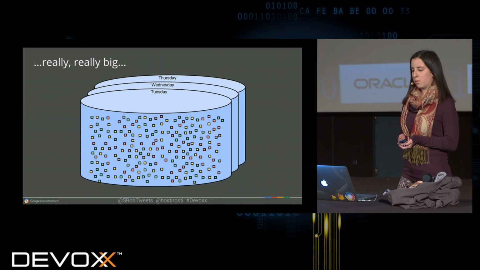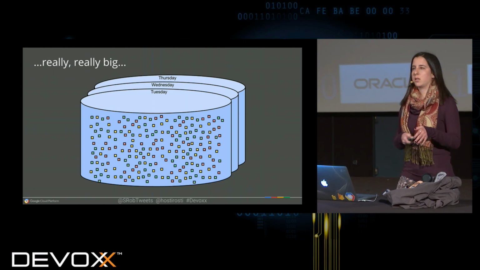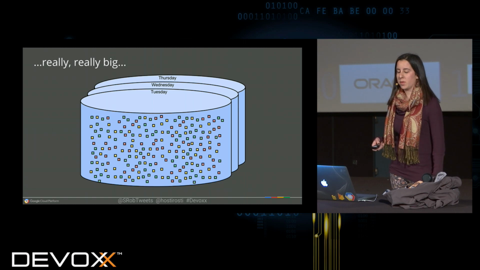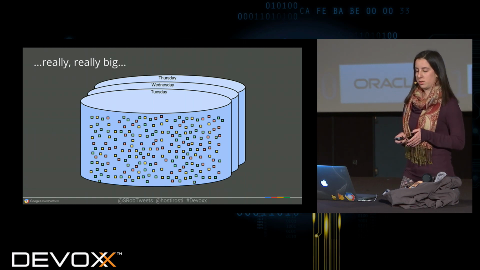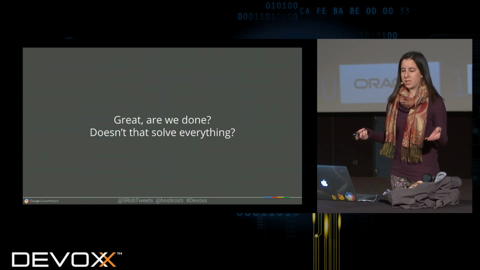Typical way to process them in this situation would be to periodically write a job that processes all the data from the beginning of time, or we could process it in chunks. So we could process all the data from Tuesday, Wednesday, and Thursday independently. So it seems like we're done, right?